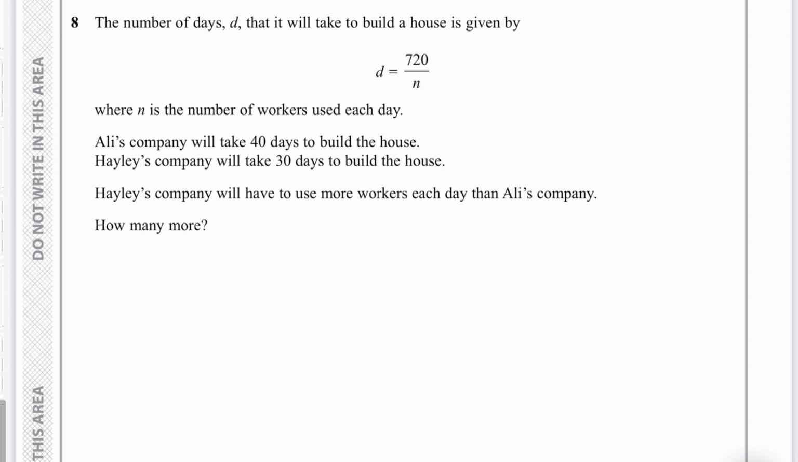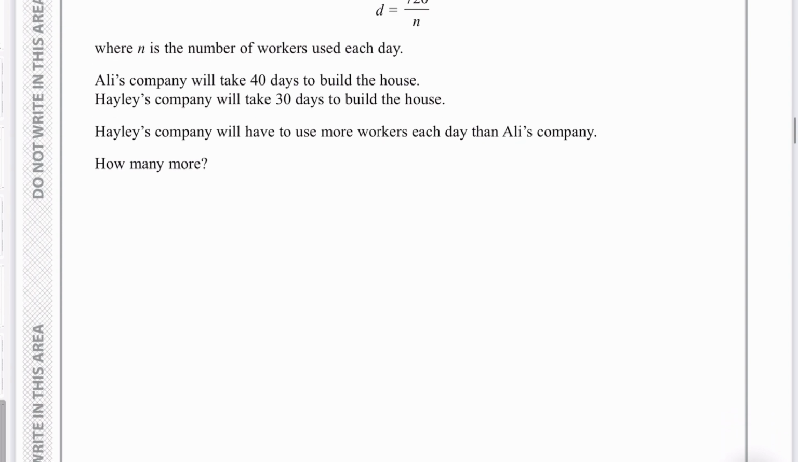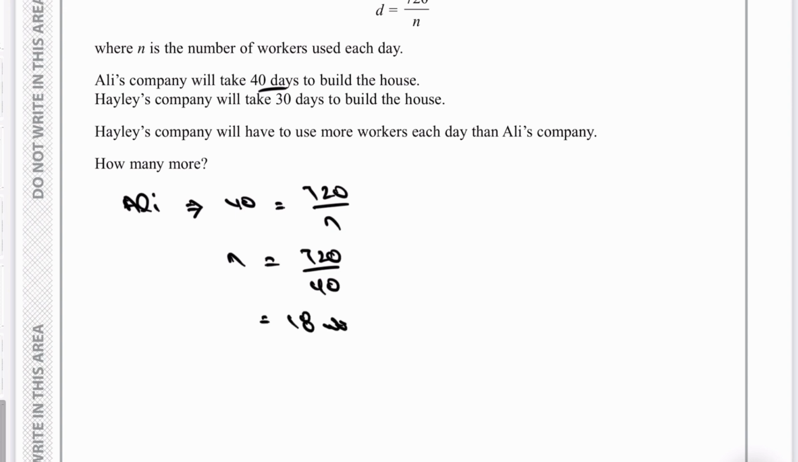Okay, so the number of days it'll take to build a house is given by that. Ali's company will take 40 days to build a house. Okay, so let's have a look at how many workers she's going to need. So I'm going to say Ali is going to equal, I'm using the formula, D equals 720 over N. She's got 40 days, so it's going to be 40 equals 720 over N. And therefore, if I want to find the number of workers, N is going to equal 720 divided by 40. So in Ali's company, she's going to need 18 workers.